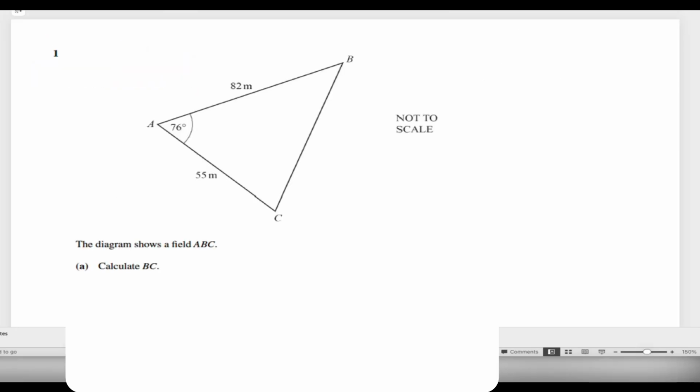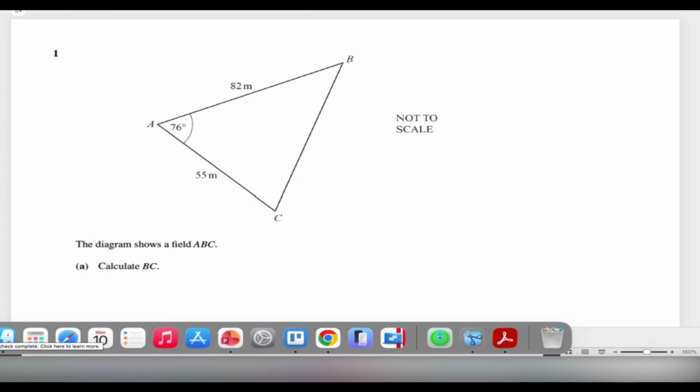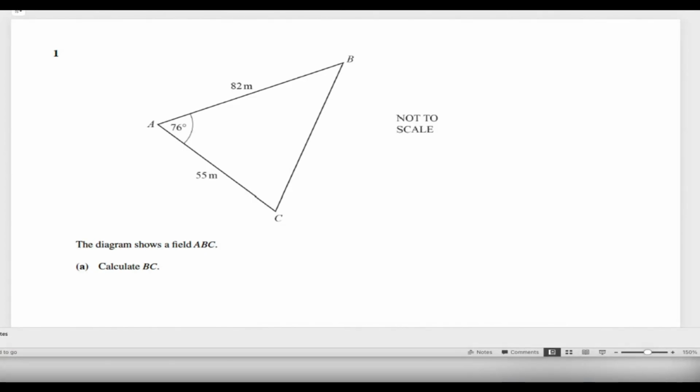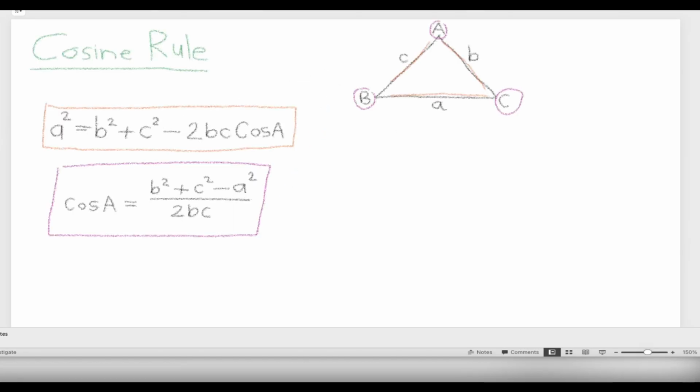Okay, let's have a look at the first exam question. The diagram shows a field ABC. Calculate BC. Now, the angle between the known sides is given, so we can use the cosine rule to find the third side, because this is what they are looking for. They are looking for this third side over here. This is BC. So I'm going to write down the cosine rule.